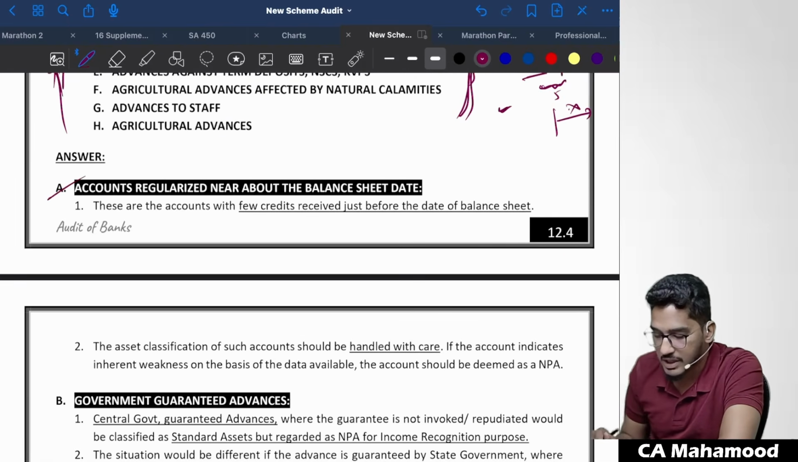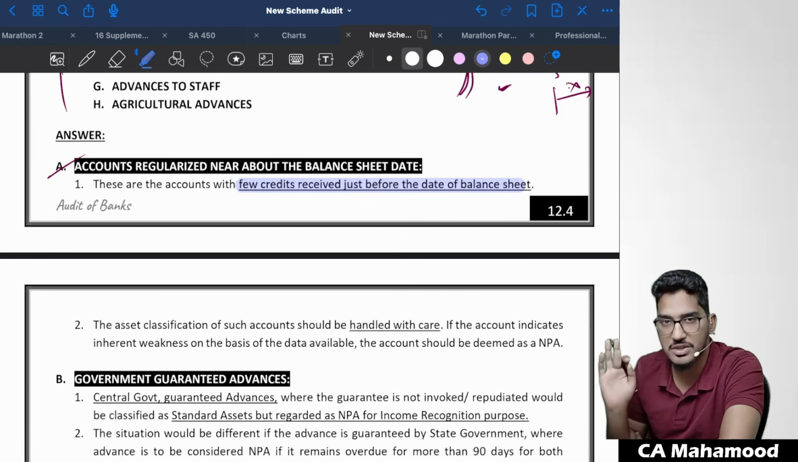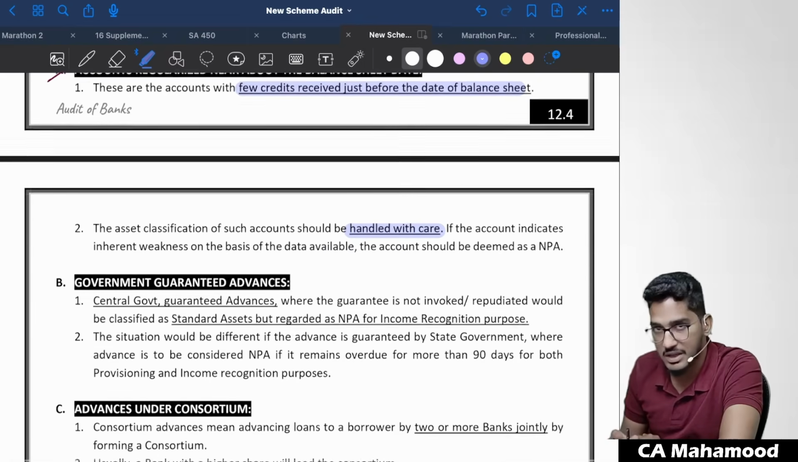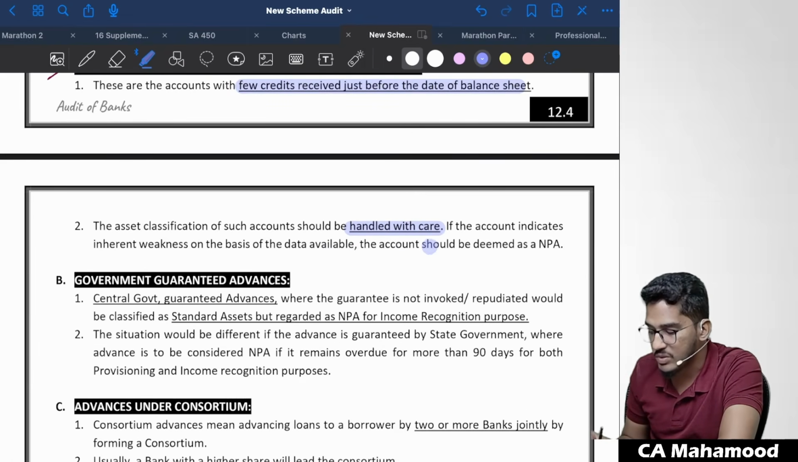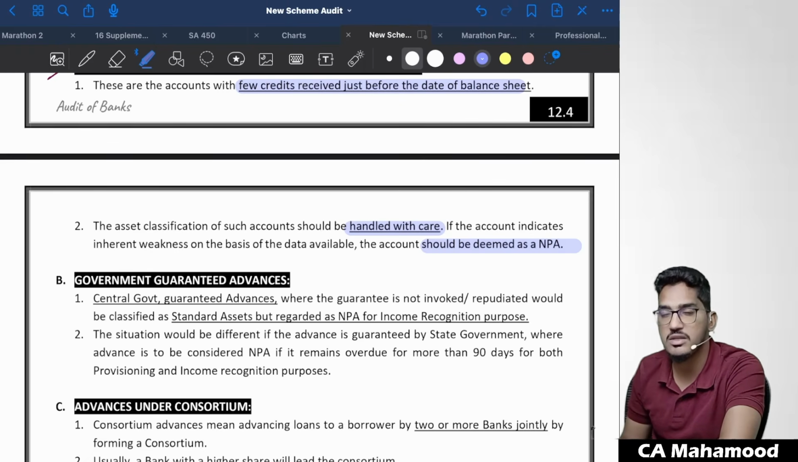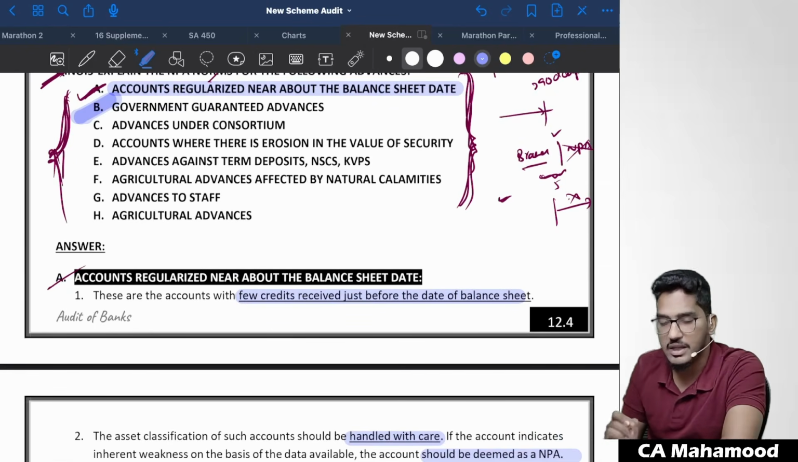So what do you mean by accounts regularized near about the balance sheet date? These are accounts with a few credits received just before the balance sheet date. Immediately close to the balance sheet date, you are receiving a few credit entries. These accounts should be handled with care. If the account indicates inherent weakness, you should insist that the account be deemed to be an NPA. You should tell the management, no, I will not accept this classification. You have to classify it as NPA. Sir, what if the branch manager doesn't agree? Give a modified opinion.